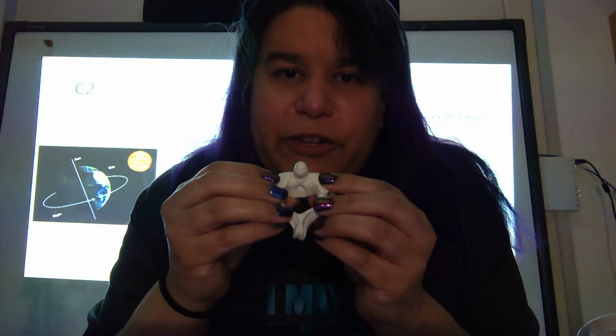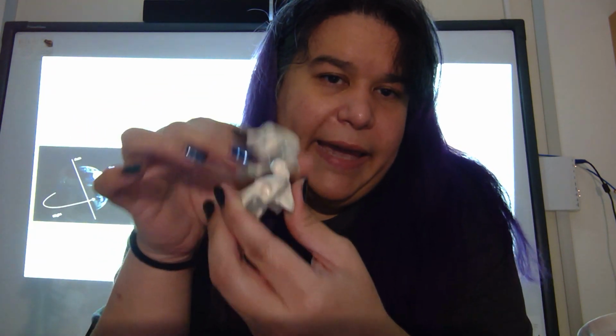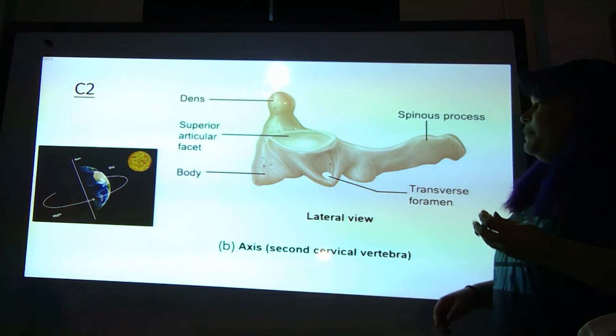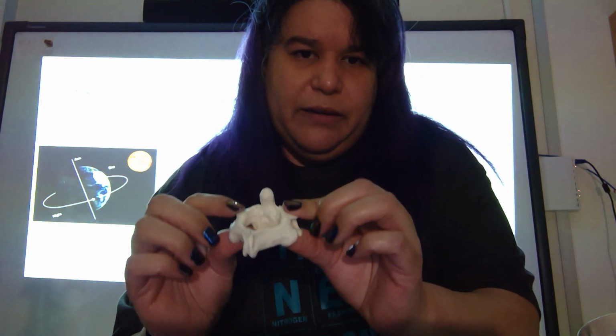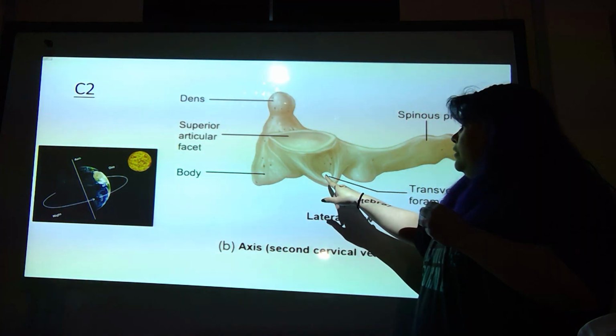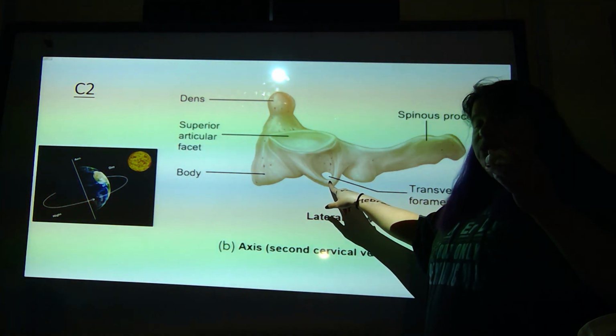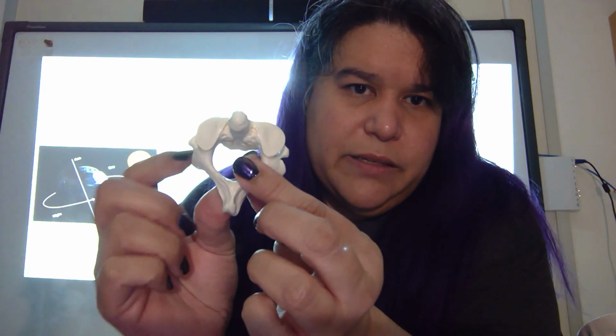The superior articular facet. Remember, facets are where they meet up with somebody else. That's where they're meeting up, right there. The body is this solid chunk right here in the back. So where the dens actually is, that's the body. Remember I said those transverse foramen are only in cervical vertebra. If you look at it, this is from the bottom. See the holes? And they're on the sides. They're out here.